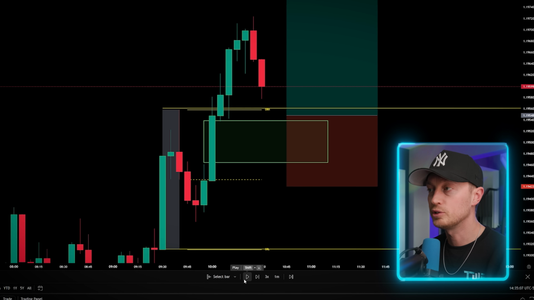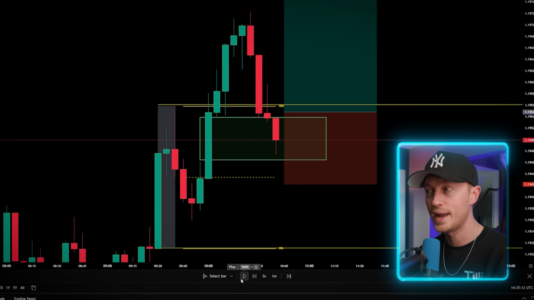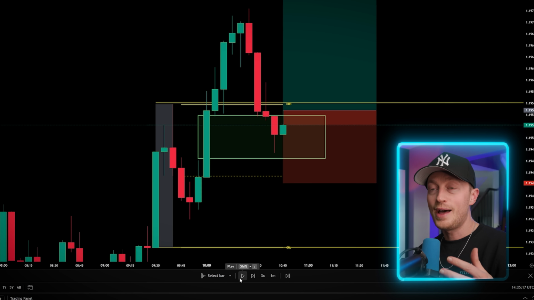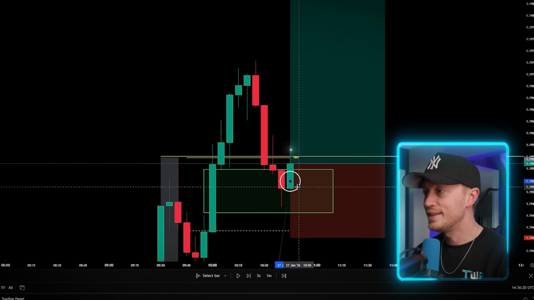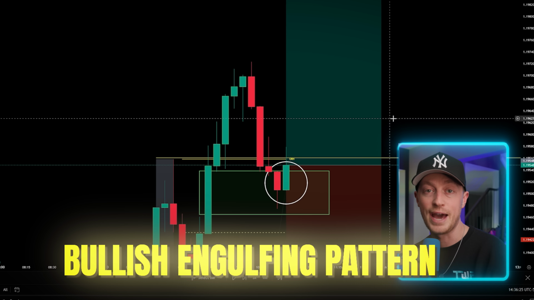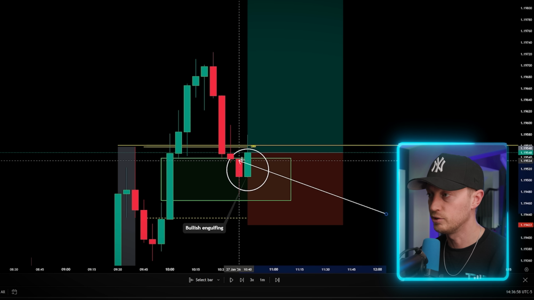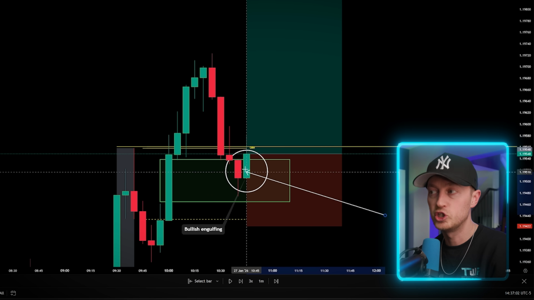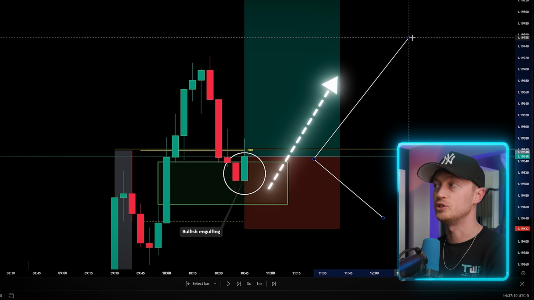And we want to enter at that fair value gap that's just created, but not right away, right? We want to make sure that the fair value gap is actually going to hold. So in order to do that, we want this candlestick pattern right here, a bullish engulfing pattern. That's a pattern where this candle right here engulfs this candle right here. It's simply just bigger, and that's a momentum indication that price is going to continue in our direction.